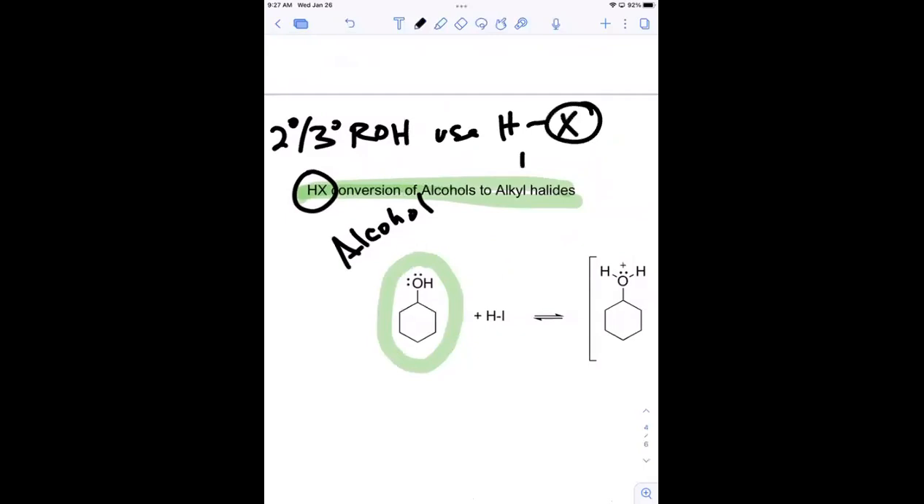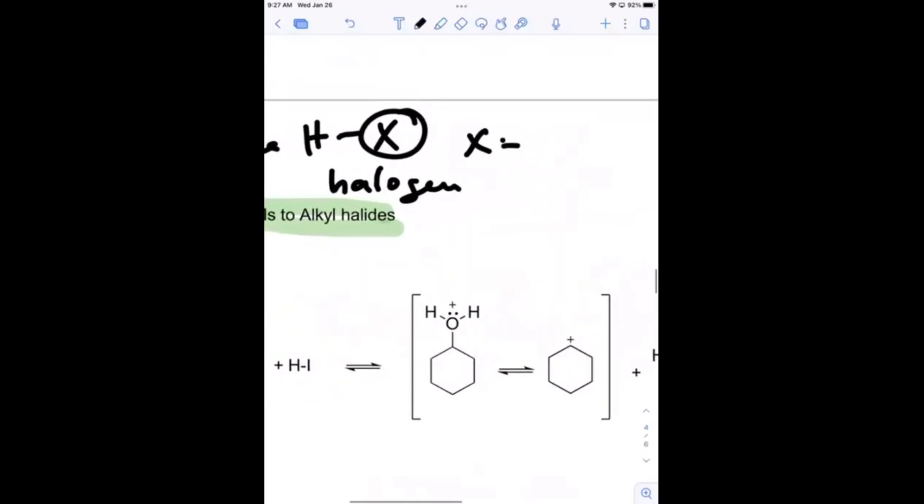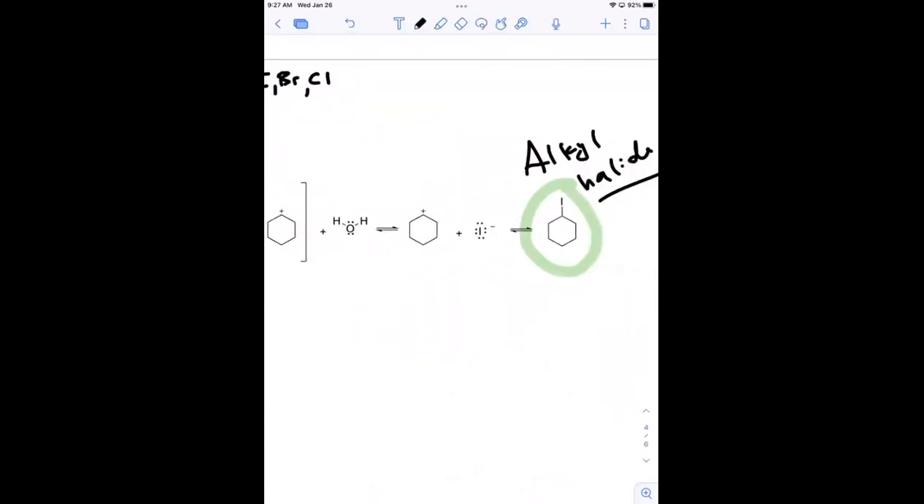Where X is a halogen. Normally X is iodine, bromine, or chlorine. Iodine is the most reactive out of all of them. When you think about using the alkyl halide as a precursor to something else, iodine is the most reactive because that bond is the longest and the weakest out of all of them.